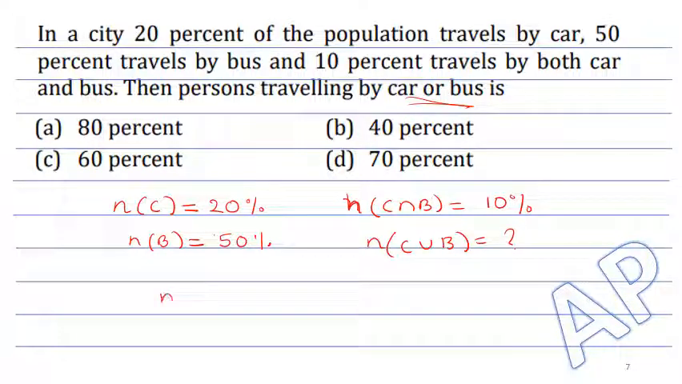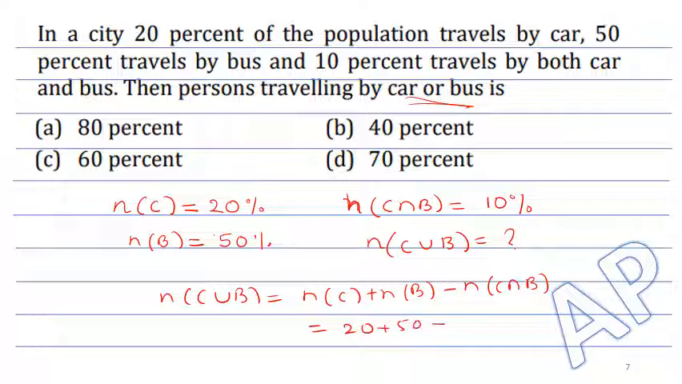So N of C union B is N of C plus N of B minus N of C intersection B, that is 20% plus 50% minus 10%, which is 60%. So answer is option C, which is 60% here.